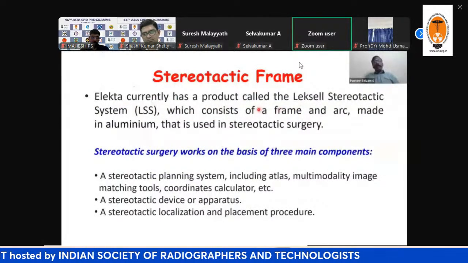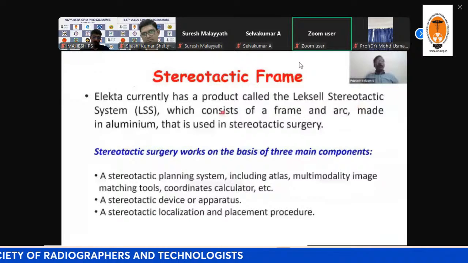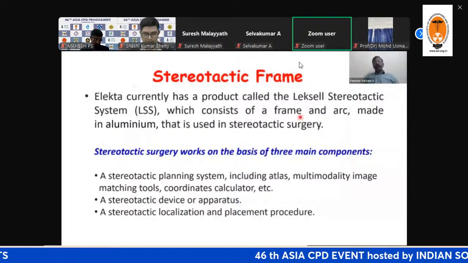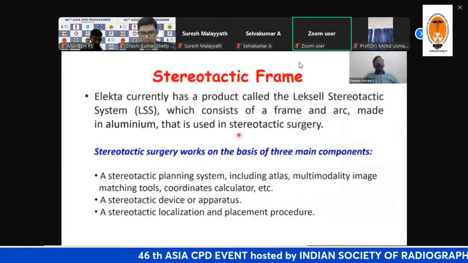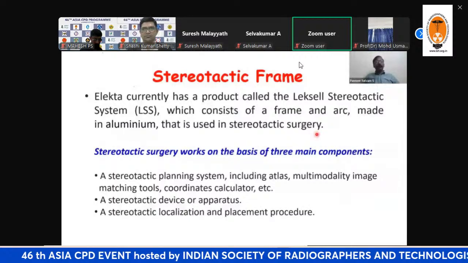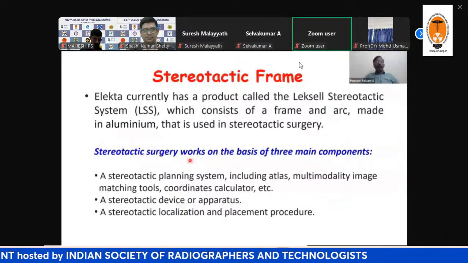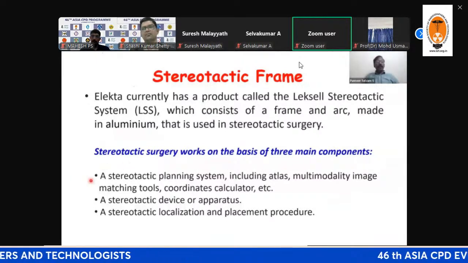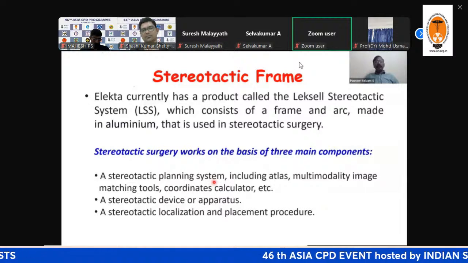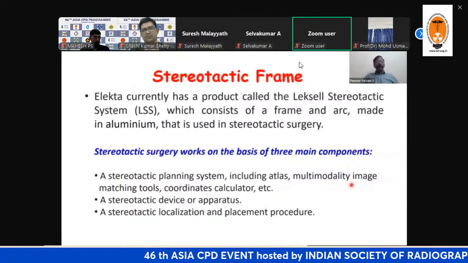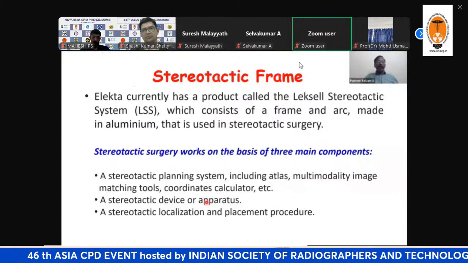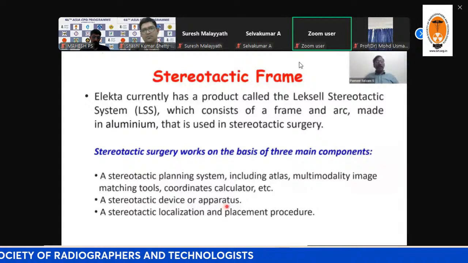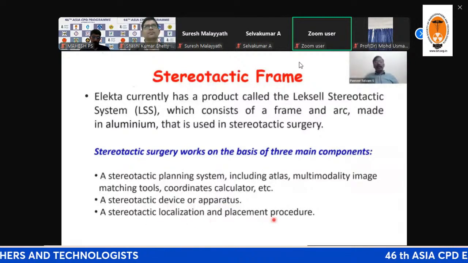Elekta is the company that currently has a product called Leksell Stereotactic System. The frame which I showed you is from an Elekta company, which consists of a frame and arc made in aluminum that is used in stereotactic surgery. This particular frame works, that is, the stereotactic surgery works on the basis of three main components. First one is a stereotactic planning system, including atlas, multimodality image matching tools, coordinates calculator, we call it, because we have to measure the details. Then a stereotactic device or apparatus, and a stereotactic localization and placement procedure.